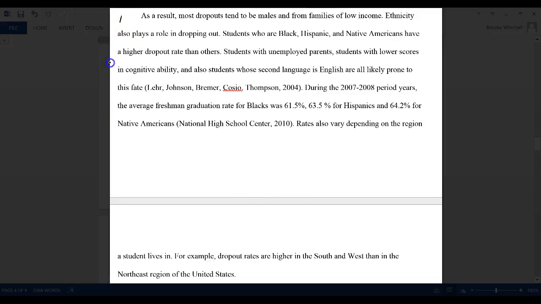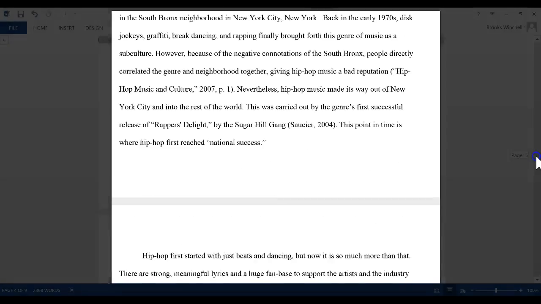So here, more statistics about who drops out, right? So she's telling us who the dropouts are. Mostly Blacks, Hispanics, and Native Americans have very high dropout rates, which are particularly high. They're only graduating 61%, which means about 40% are dropping out. So good statistics there.